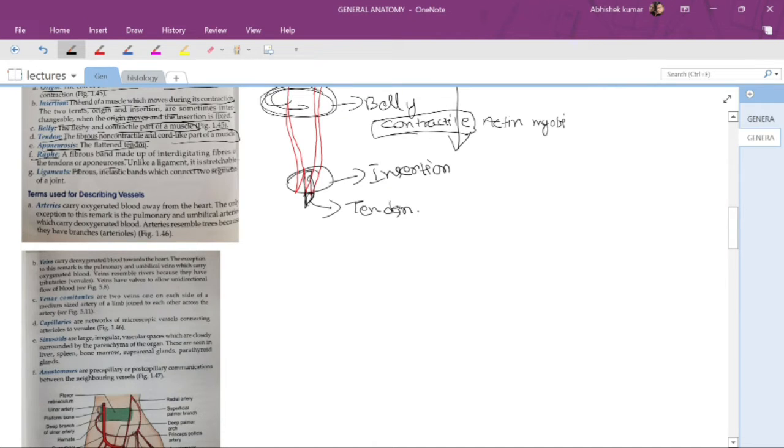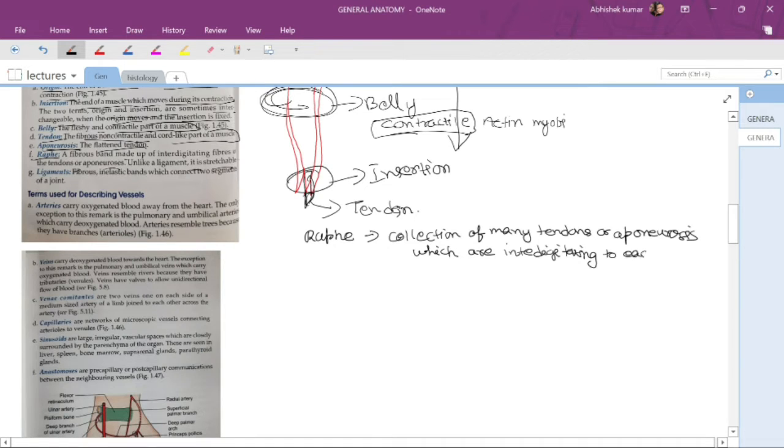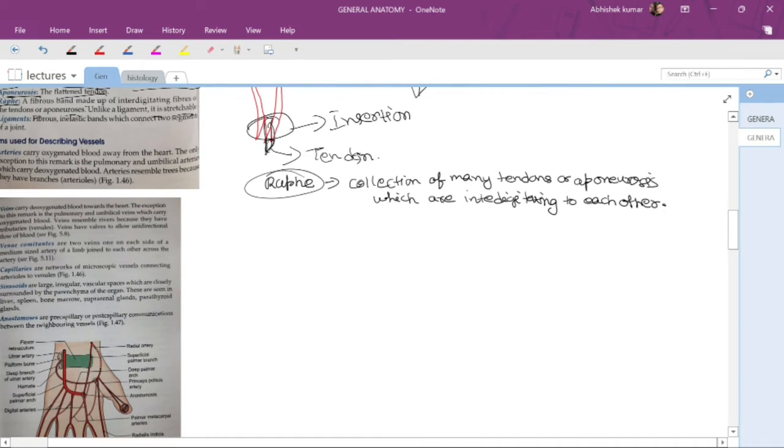So what is raphe? Raphe basically means a collection of many tendons or aponeuroses which are interdigitating with each other. This is known as raphe.